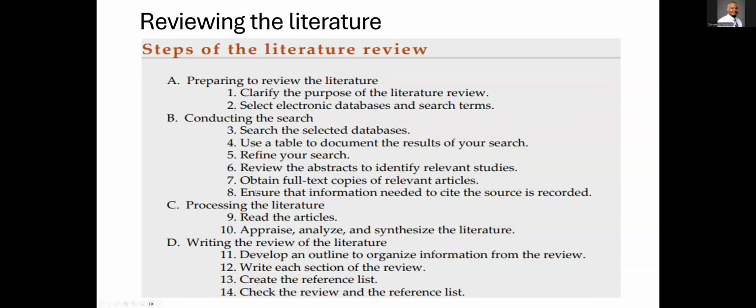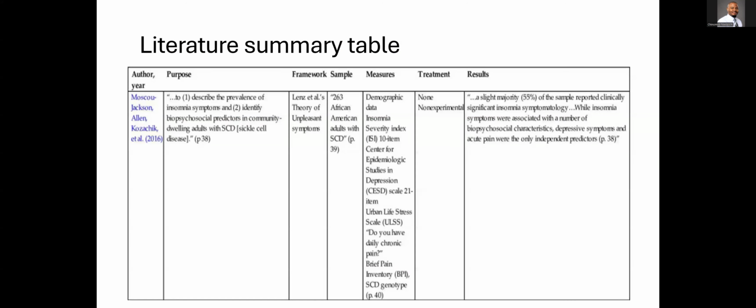So that is basically what the steps of literature review is talking about. Now, this is the literature summary I mentioned earlier. There are so many methods. It depends on what works for you. But then the literature summary: author, the purpose, the framework, the sample, the measures, if it's available, the treatment.